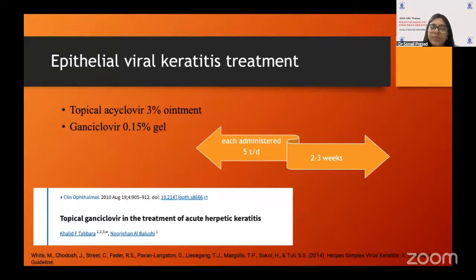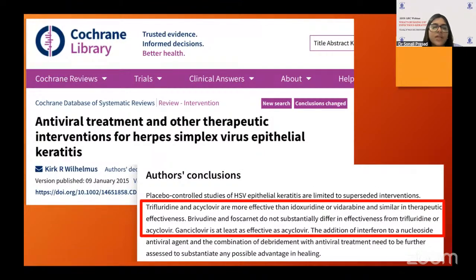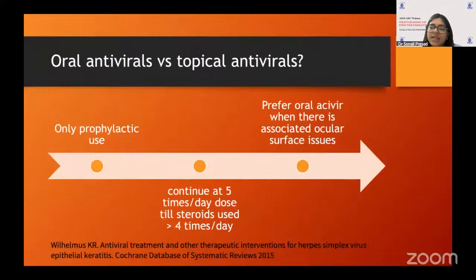For the treatment of epithelial keratitis, we have treatment options of topical acyclovir 3%, ganciclovir 0.15%, and trifluridine as well. Ganciclovir has equivalent efficacy to acyclovir, and it can also be used at a TDS dose with similar effects. This was a Cochrane-based study that compared all the topical antiviral treatments for epithelial keratitis. Trifluridine and acyclovir were the most effective, and ganciclovir was equally effective as acyclovir.